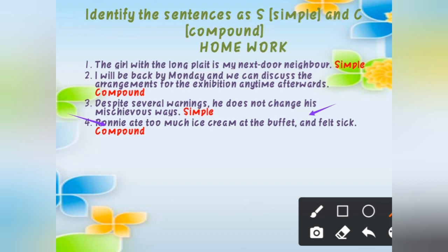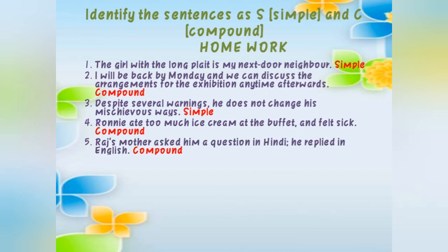So we are not supposed to put a name, noun or pronoun again and again. That's why we have put Ronnie only once. In the second clause also, who felt sick? Ronnie felt sick. That's how we came to know that we are talking about Ronnie itself. We did not put any subject, but these are both independent clauses joined with the conjunction "and". That's why compound.